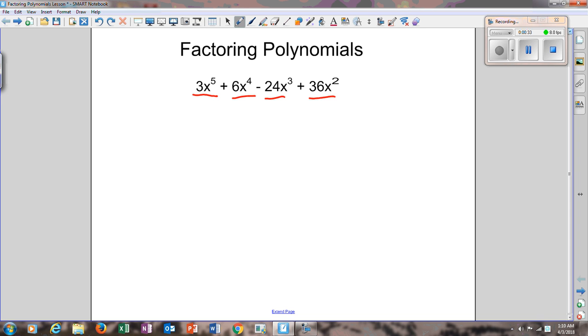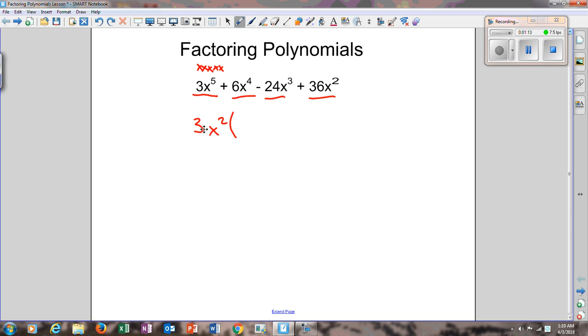So first you're going to check the numbers in front, or the coefficients. Is there anything that goes into 3, 6, 24, and 36? You should know that 3 goes into each one of those. Then you're going to check the variable. This is x to the fifth, which is the same as x times x times x times x times x. So you have 5 x's, right? That's 4 x's, and 3, and 2. So there's 2 x's that are in each of those. So we can factor out an x squared.